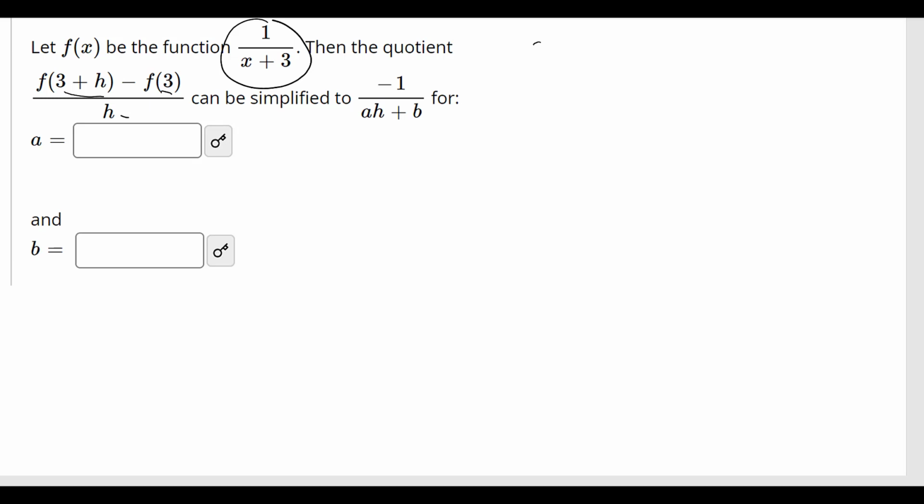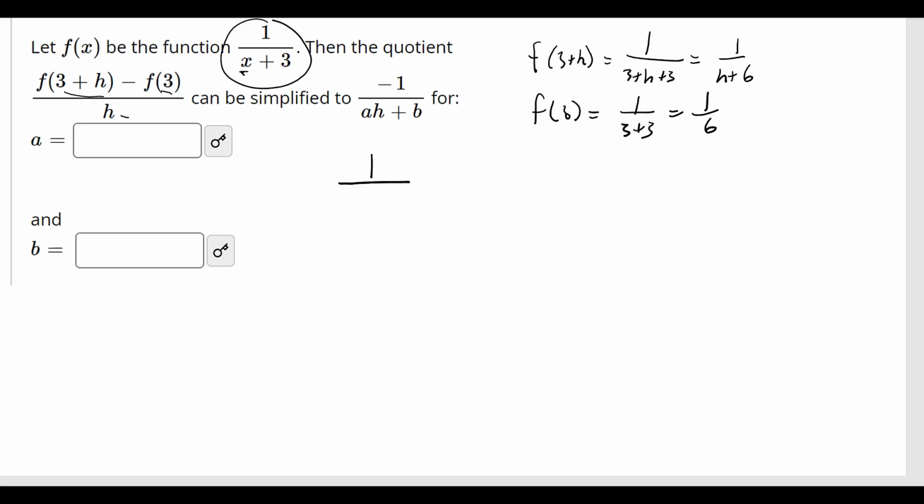So let's first of all say, what is f of 3 plus h? That's going to be 1 over, now that 3 plus h goes in place of the x, so 1 over 3 plus h plus 3. So that's going to be 1 over h plus 6. And what is f of 3? That's going to be 1 over 3 plus 3. That 3 took the place of the x. So that's 1 over 6. So what we have is 1 over h plus 6 minus 1 over 6 all over h.